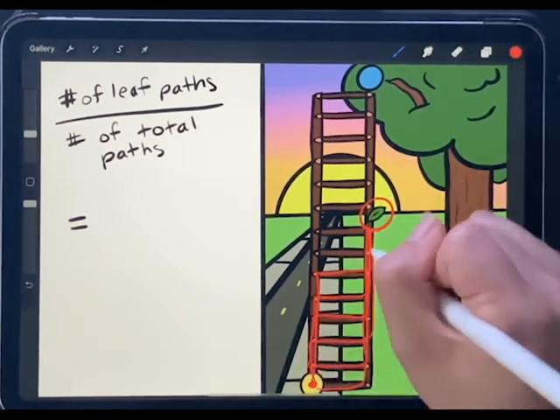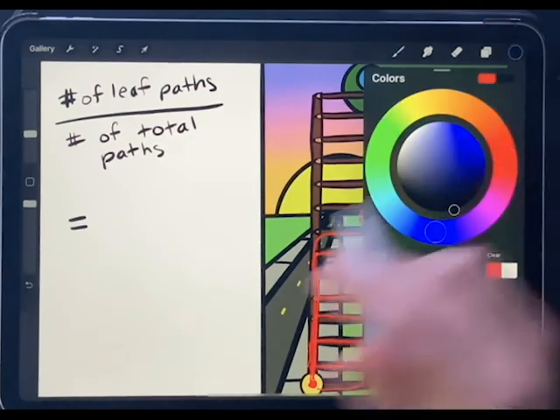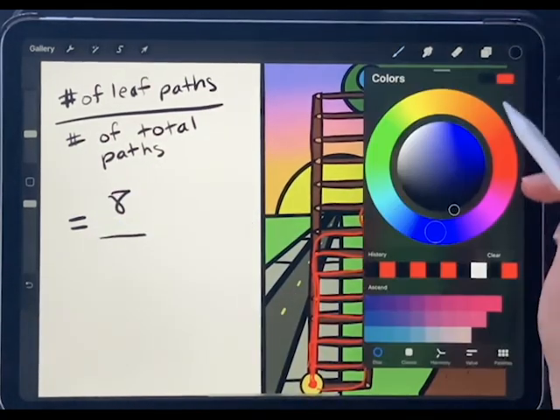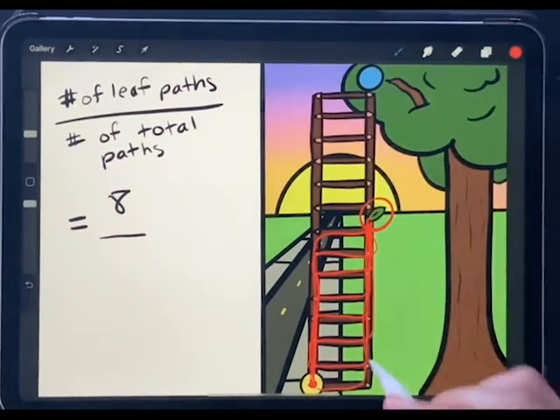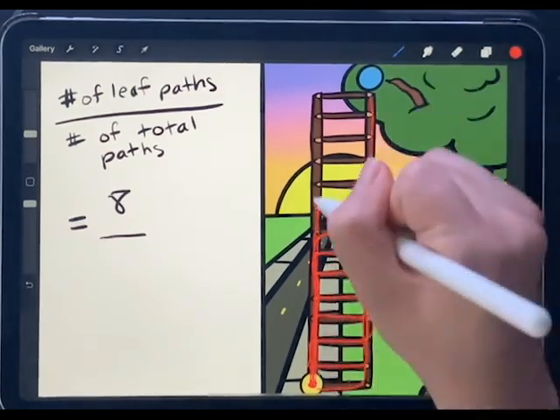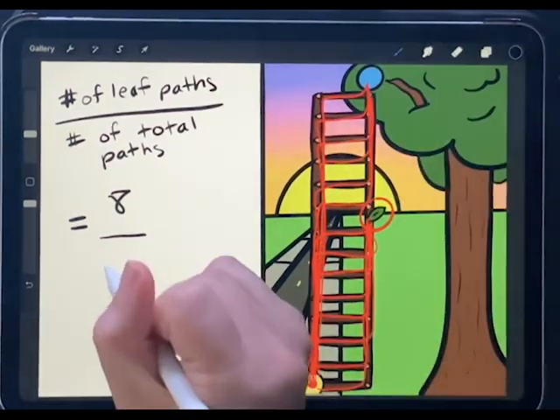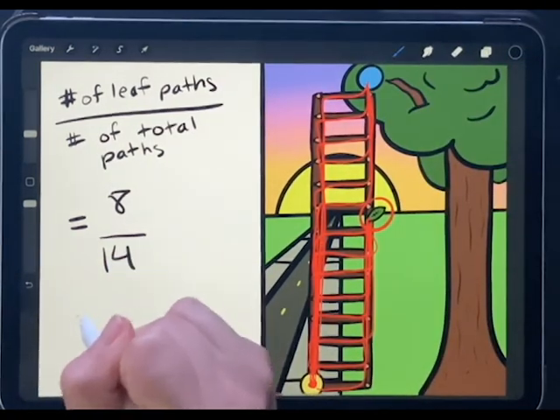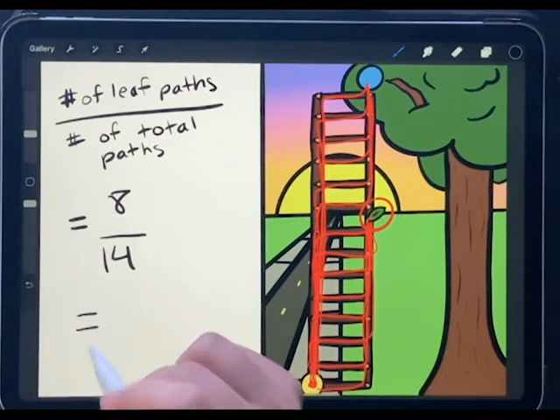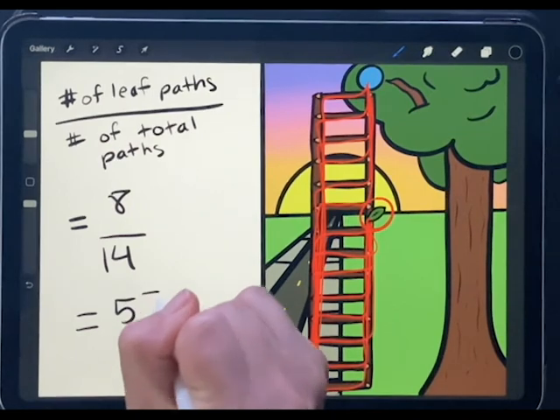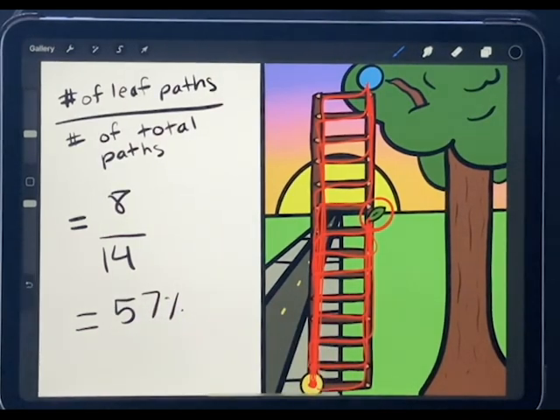So we can actually count them, and there are 8 total paths that have us pass by that leaf. And if we count the rest, we see that there are 6 more paths. So in total, there are 14 paths. Which means that the likelihood of us passing through the leaf is about 57%.